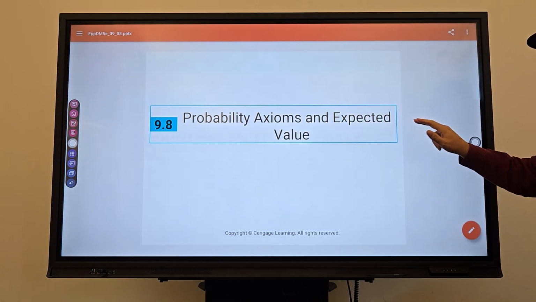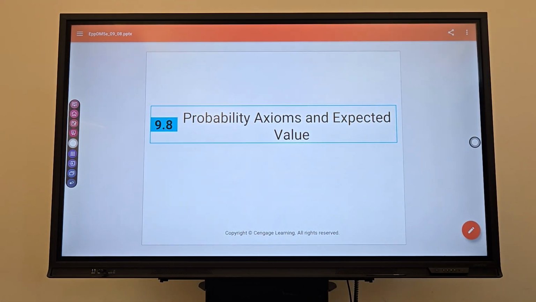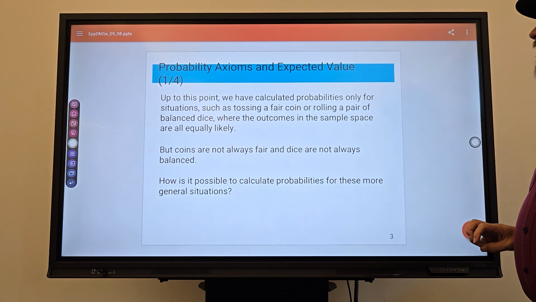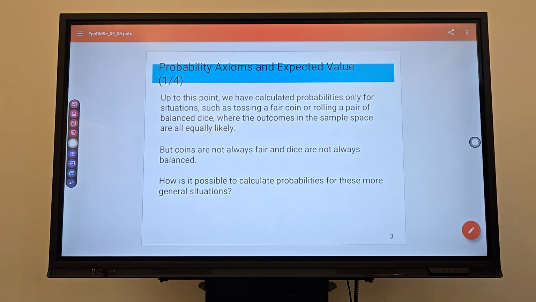Counting in probability, the probability axioms and expected value. Well, up to this point, we have calculated probabilities only for situations such as tossing a fair coin or rolling a pair of balanced dice, where the outcomes in the sample space are all equally likely. But coins are not always fair and dice are not always balanced. How is it possible to calculate probabilities for these more general situations?